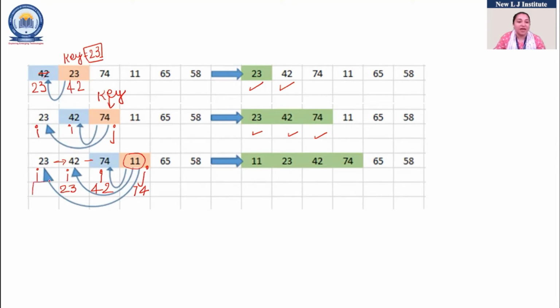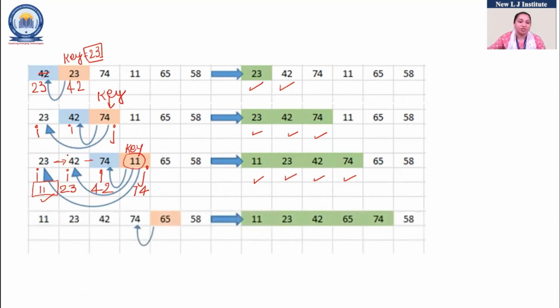Now because we have empty space over here, this is the proper position to insert 11. So finally our key element, which is 11, will be inserted to its proper position at the first index over here. So finally now we have fixed position of 11, 23, 42 and 74 over here. Let us see the next iteration now.